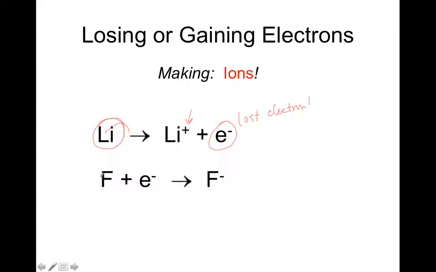Fluorine, on the other hand, has a tendency in nature to gain electrons. So if fluorine sees a lone electron over here and it captures that lone electron, it now has extra electrons and it becomes fluoride. That's F minus. So this is something that you want to be comfortable with when considering these kinds of chemical reactions. We can make ions by taking away electrons or adding electrons.